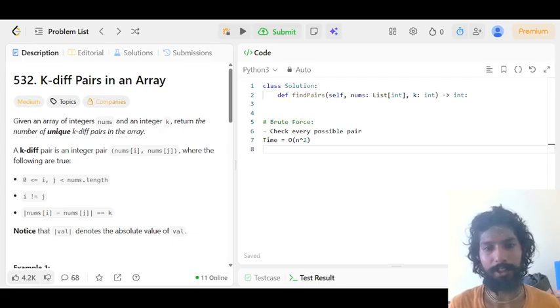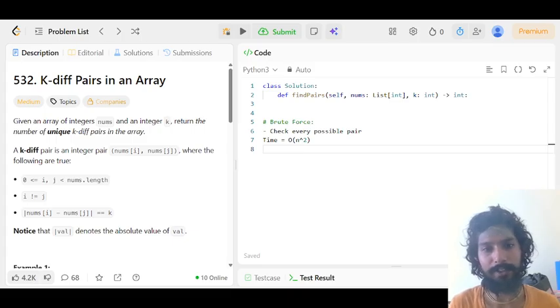Instead of checking both directions, we can simply take every unique number and check whether that number plus k exists in the frequency map or not. For example, if the current number is 1 and k is 2, we check whether 3 exists. If it exists, then 1 and 3 form a valid pair. Similarly, if the current number is 3, we check whether 5 exists. If it exists, then 3 and 5 form another valid pair. We only check number plus k. We do not check number minus k because that would count the same pair twice.